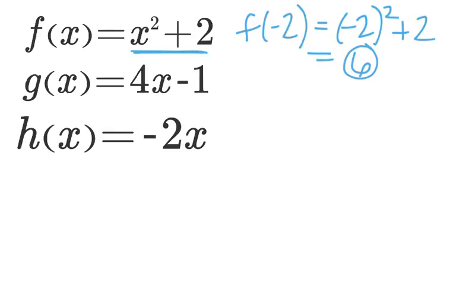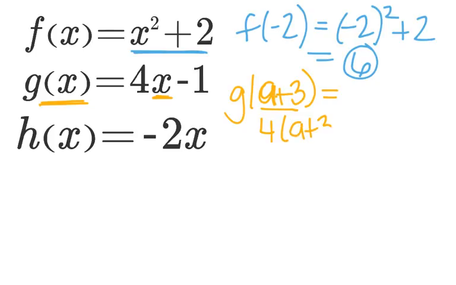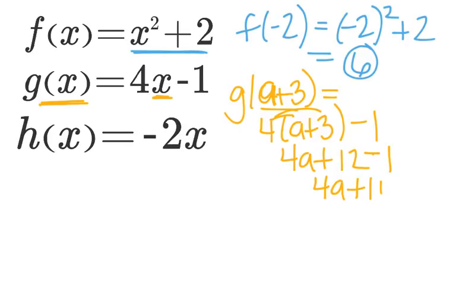I could ask you to do something like find g of a + 3. Okay, so again, I go to g. Don't let it freak you out that there's algebra here. It's the same concept. Wherever the x is, I'm putting, in this case, a + 3. So 4 times a + 3 minus 1. I can distribute and then combine like terms. So when I combine the 12 and the 1, I just get 4a + 11.